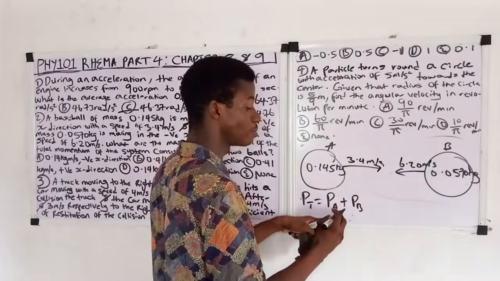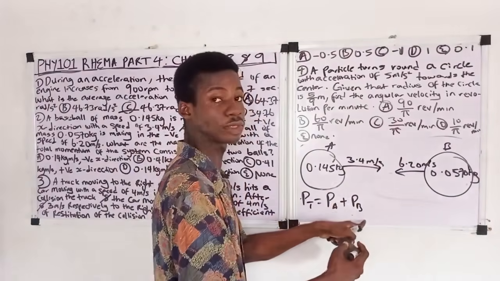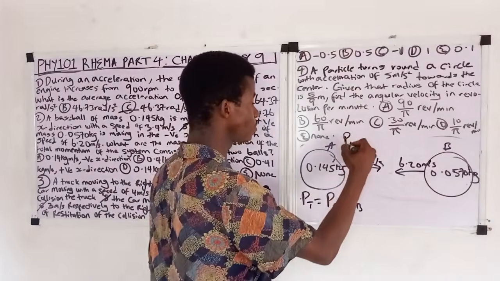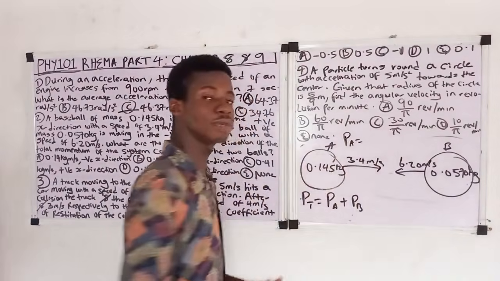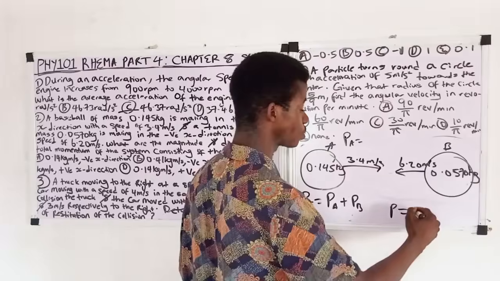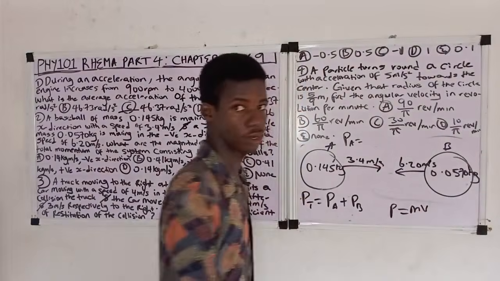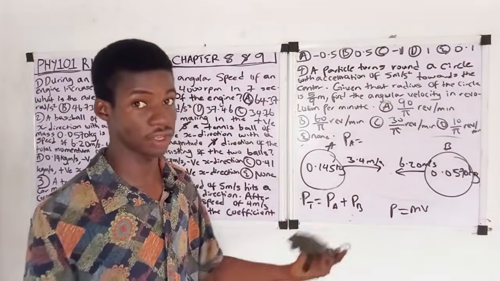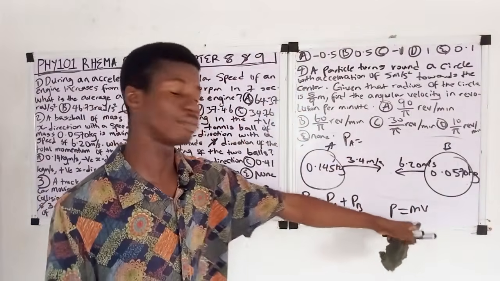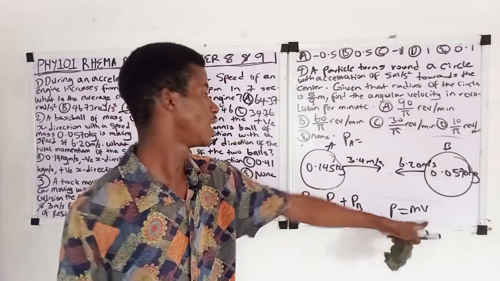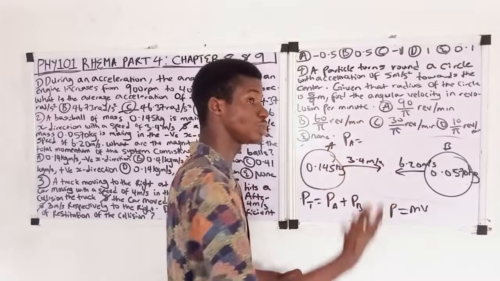Yes. Remember, what is momentum generally? Let's look for momentum of PA, then let's look for momentum of PB. So PA is equal to what? Remember, momentum of a body is equal to the mass of that body times the velocity, right? Remember, momentum is a vector quantity. So momentum of a body equals the mass of that body times the velocity with which the body is moving, right?